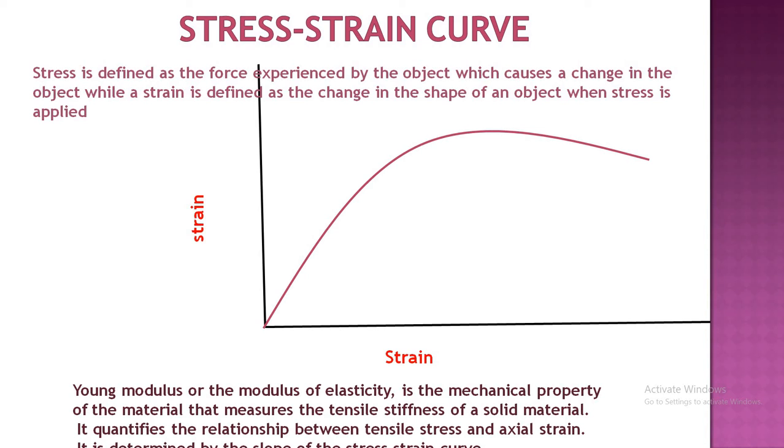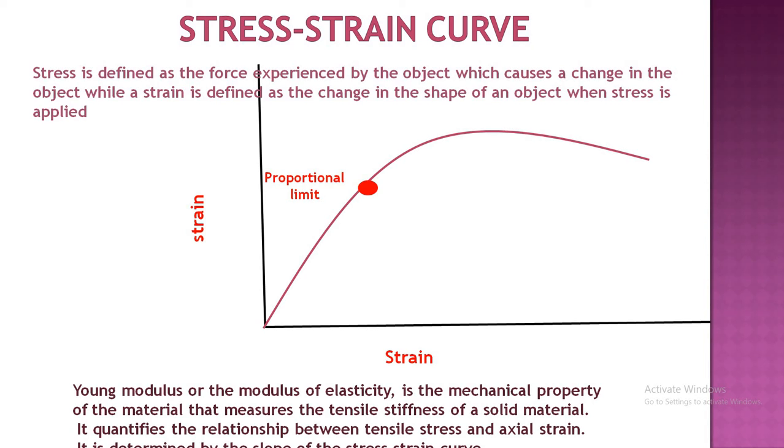Young's modulus, or the modulus of elasticity, is the mechanical property of the material that measures the tensile stiffness of a solid material. It quantifies the relationship between the tensile stress and the axial strain. It is determined by the slope of the stress-strain curve.